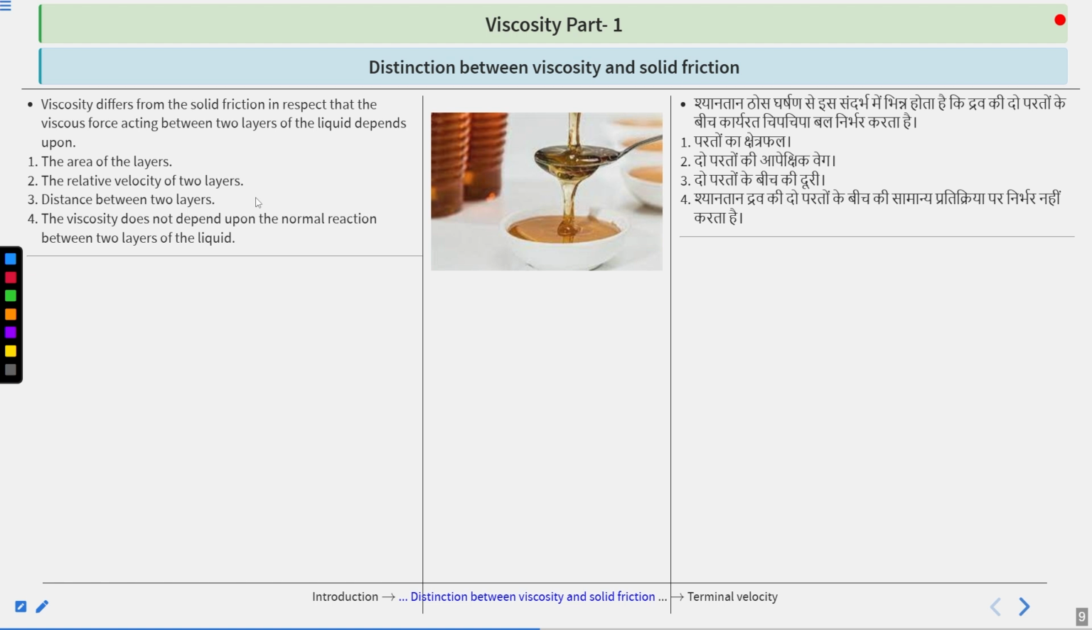The viscosity does not depend upon the normal reaction between two layers of the liquid. Considering these factors: what is the area in contact between two layers? The more the area, the more the viscosity. What is the relative velocity of two layers? The more the velocity, the less the viscosity; the less the relative velocity, the more the viscosity. Distance between two layers: the more the distance, the lower the viscosity; the less the distance, the more the viscosity. And fourth, viscosity does not depend upon the normal reaction between the two layers of the liquid. It has nothing to do with the viscosity.